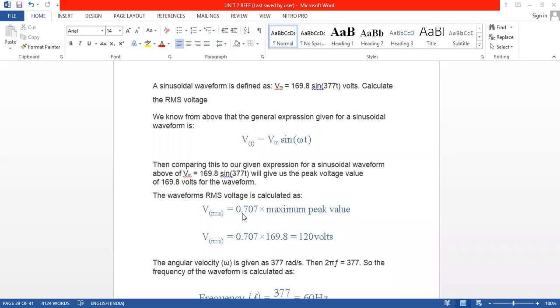All students remember, 0.707 into the maximum value. So what is the maximum value? How much have you taken from the comparison? 169.8. Therefore, VRMS is equal to 0.707 into 169.8, so 120 volts. If somebody asks you what is the voltage of the signal which is generated, you can say 120 volts. Understood this problem? They will give this equation. You must write the standard equation. Compare: in the place of Vm we have 169.8, omega we have 377. Compare and you will get this value. VRMS equal to 0.707 into maximum.